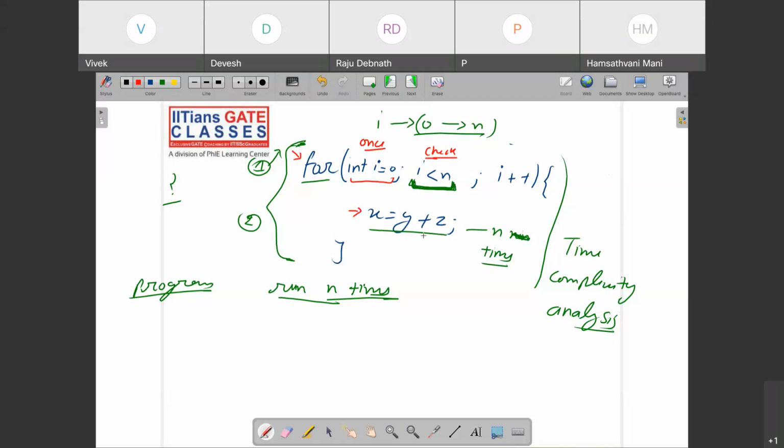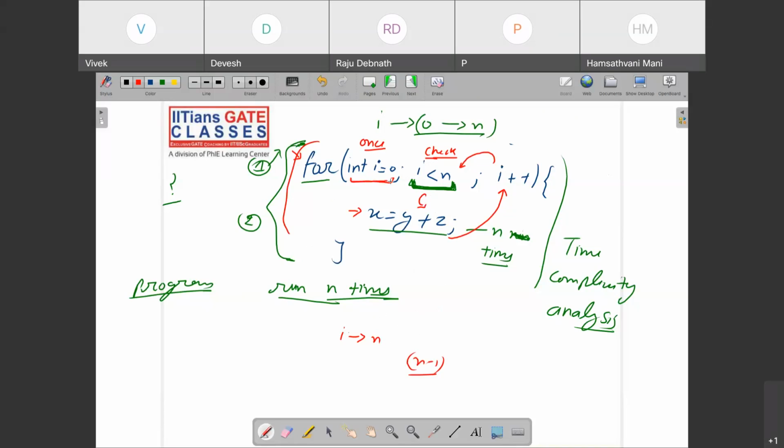Then it will increase the value of i. Again, it will check this condition and execute this line. This is how it is going to happen. The for loop is going to end when the value of i becomes n. At the end of this for loop, the value of i will be n, not n minus 1. Remember this. So this is the order of execution.